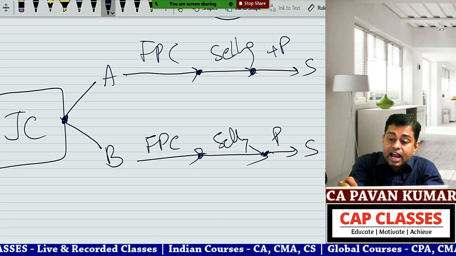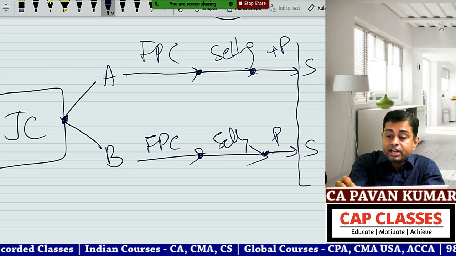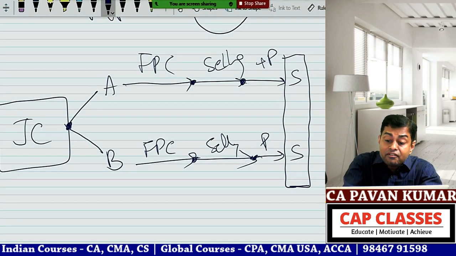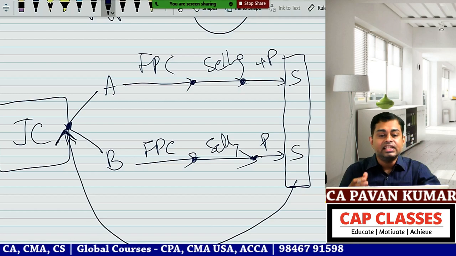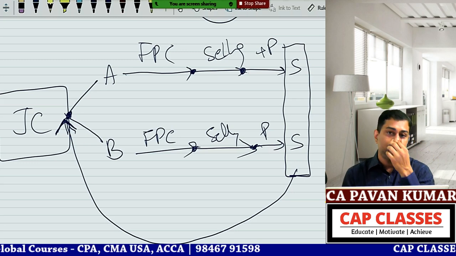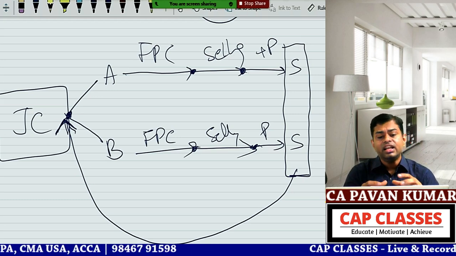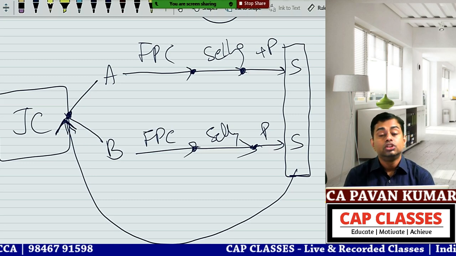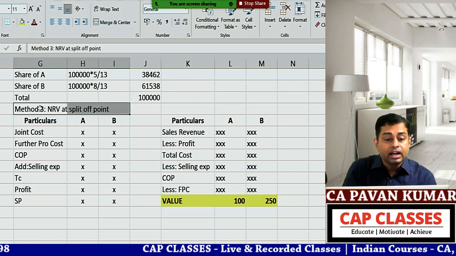So now what I am doing is, I am taking this, and I am trying to travel back to this split off point. I am taking sales as the basis and traveling back to split off point, which is technically a correct method. Why? You are considering the cost, the profit, the selling expenses involved, you are considering the whole affordability of A and B. So this is more justified. This is called net realizable value at split off point.